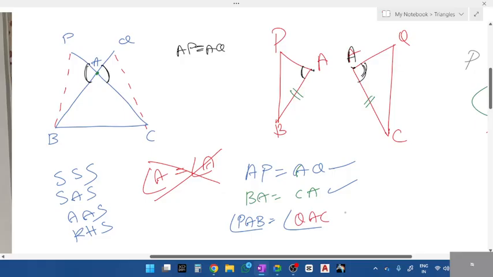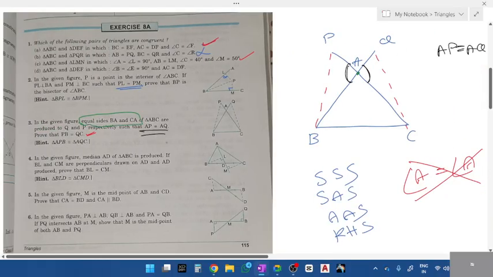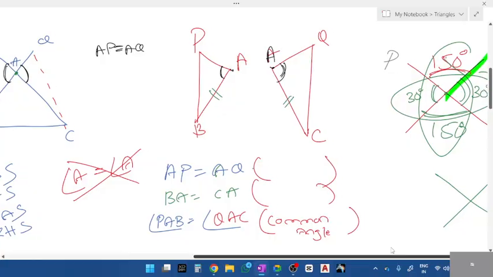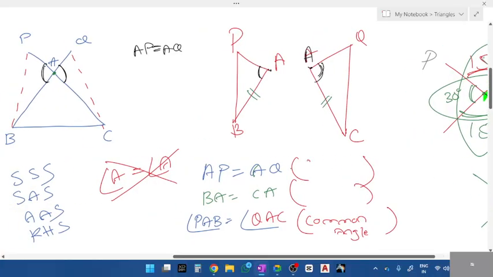Did we find it, or is it already given in the question? It's not given. We found it, right? So what kind of angle will you write here? You have to write common angle. This is the reason. What about these two values? Have they been given in the question? They've been given. What will you write as the reason? Given. Yes, that's it.